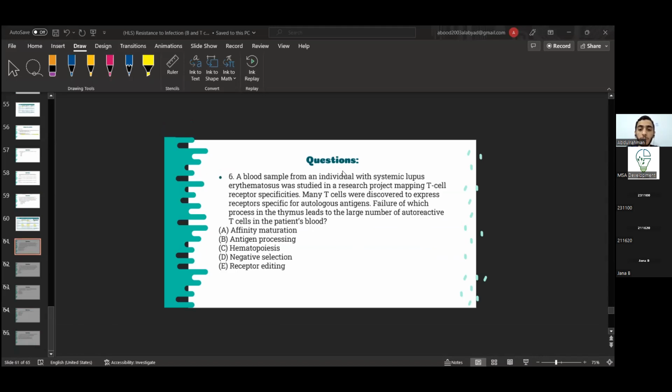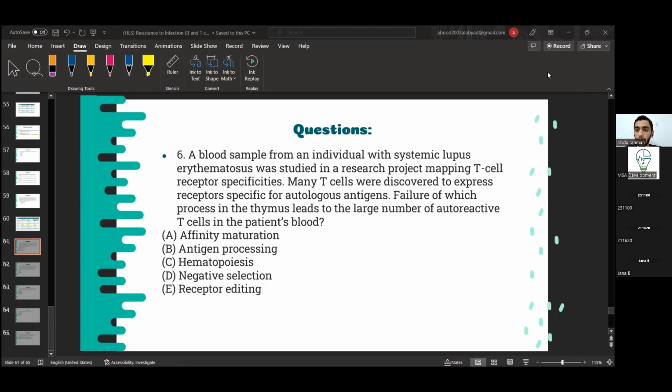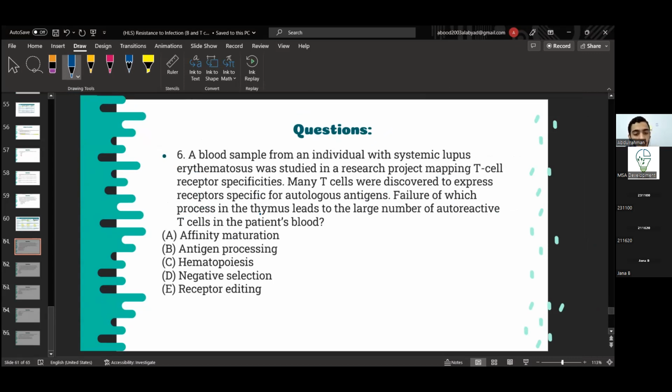Question 6. A blood sample from an individual with systemic lupus erythematosus, projected mapping T cell receptors. Hold up 1 second, let me just fix up my screen. Okay. So many T cells were discovered to express receptors specific for autologous antigens. Those questions, I think I got them from Lippincott's book. But they're similar to your concepts. So inshallah, it's going to be easy. Failure of which process in the thymus leads to large numbers of autoreactive T cells in the patient's body?